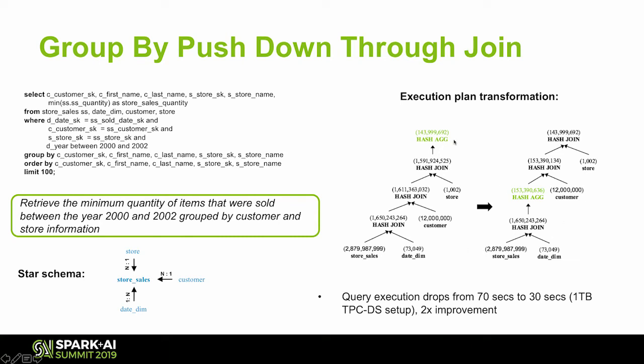So you can see that the hash aggregate, which is the group, gets pushed down below the join. The number of rows that were input to the join was 1.6 billion before the transformation, and with the transformation, it's about 153 million. We've run our tests against the TPCDS 1 terabyte benchmark, and for this query, we're seeing about 2x improvement.